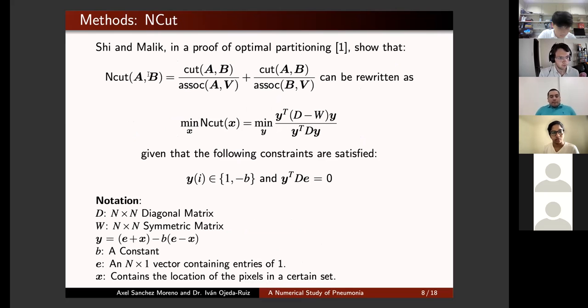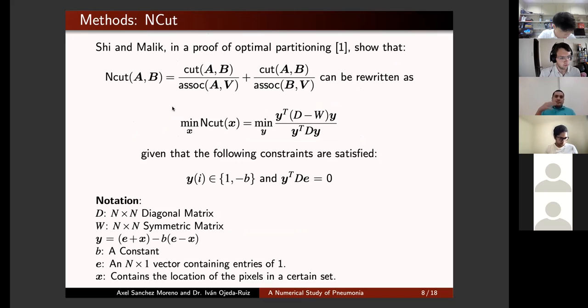Now, by Shi and Malik, through a proof on optimal partitioning, they showed that the following Ncut definition, that's all written out in graph theory, can actually be rewritten as the following minimization problem in terms of linear algebra. The reason we do that is because we want to efficiently get everything done in a timely manner. So we decided to focus on implementing all of this in MATLAB.